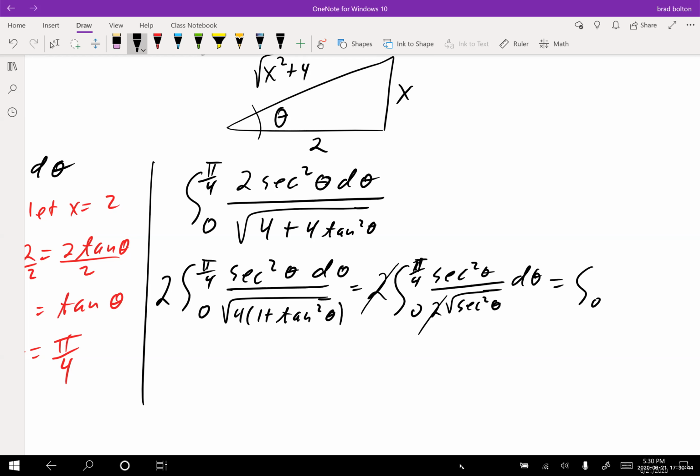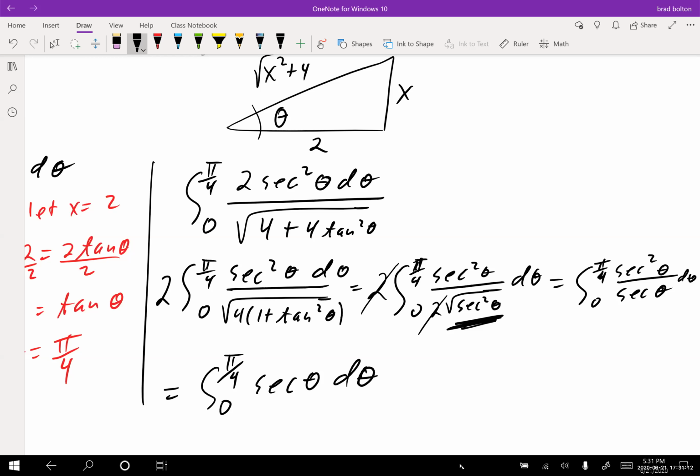So this is actually equal to the integral from 0 to pi over 4 of secant squared theta over secant theta d theta. Let me erase this real quick. When I square root that, I just get a plain old secant theta. So now, after all this work, we have 0 to pi over 4. Look at the integral we're left with: secant theta d theta. Now, that's one of the integrals that I gave you in the last section for trig integrals that I told you guys needed to memorize.